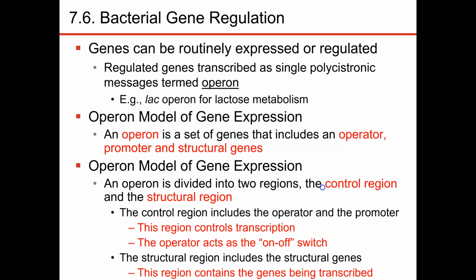So there are two major regions in an operon. There's a control region and then a structural region. The control region controls transcription, whereas the structural region is the region that codes for the genes.